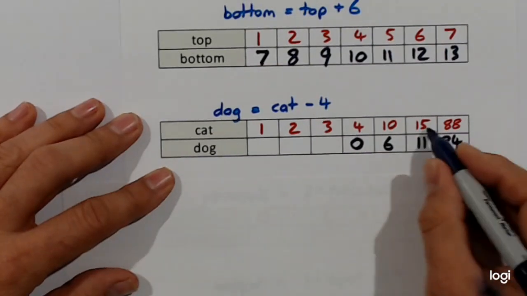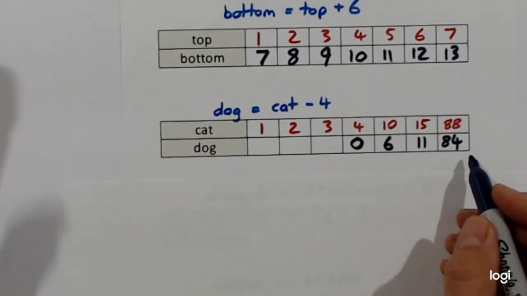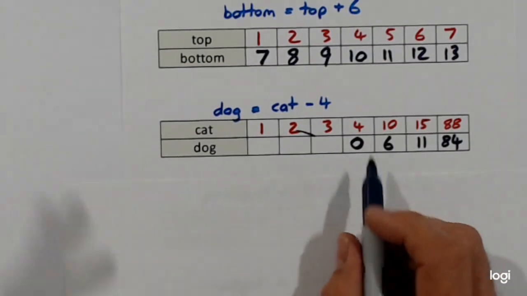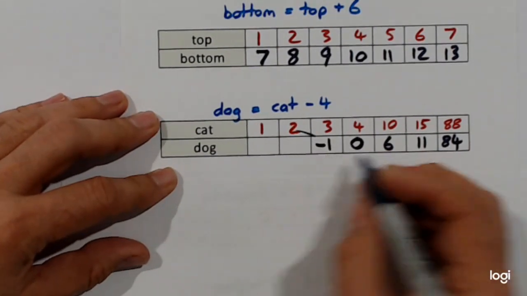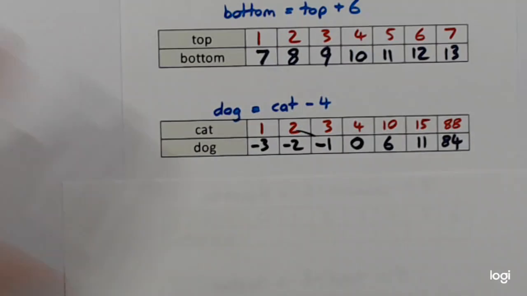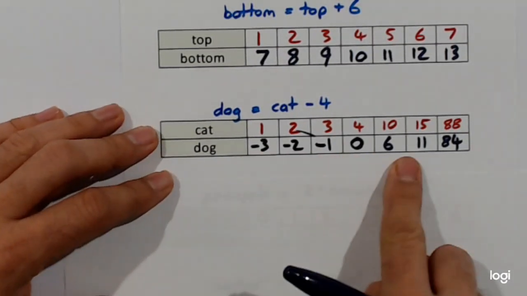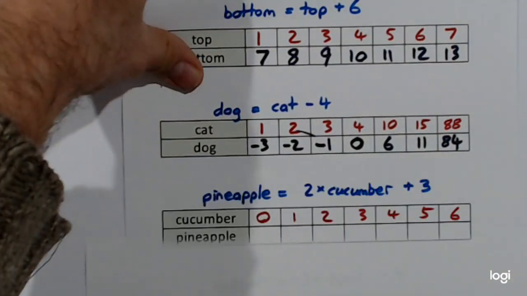It doesn't matter what the numbers are. Again, don't get scared of big numbers. You're doing the same thing with them. It doesn't change what the rule is, and it doesn't change how hard the question is just because the number is big. 3 minus 4 is minus 1. 2 minus 4 is minus 2. 1 minus 4 is minus 3. Done. Every single one of those bottom numbers is the top number minus 4, as it says. Another one.